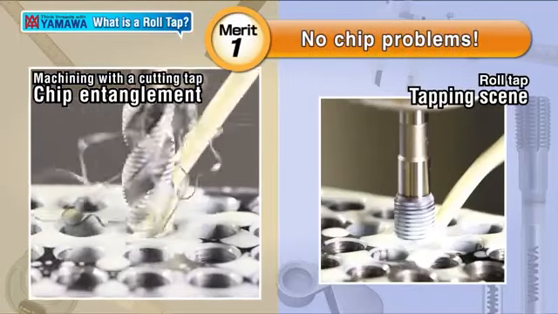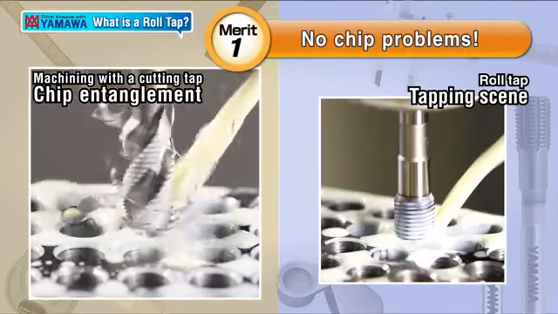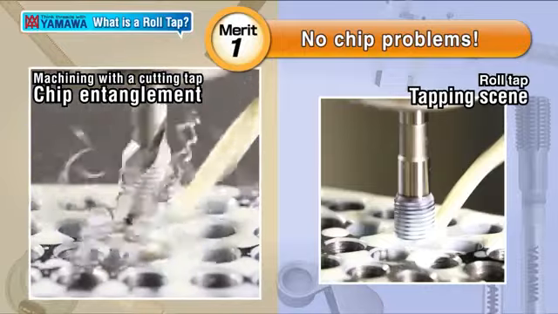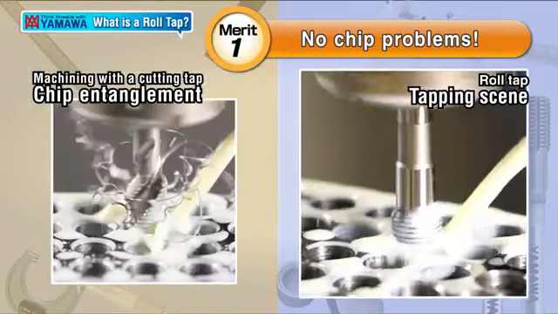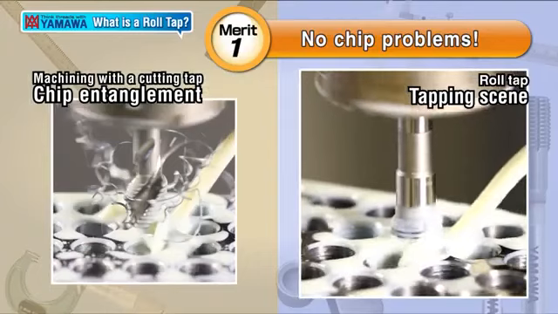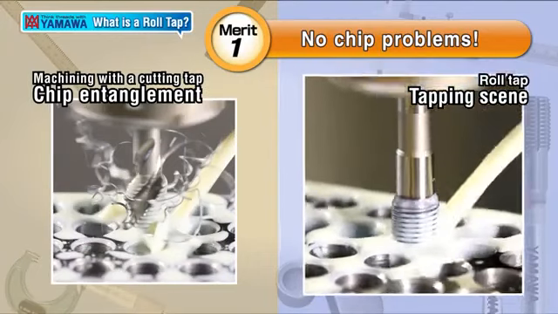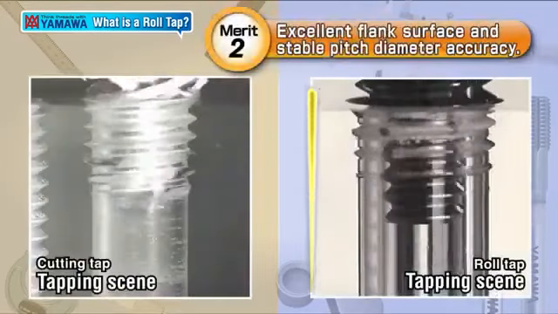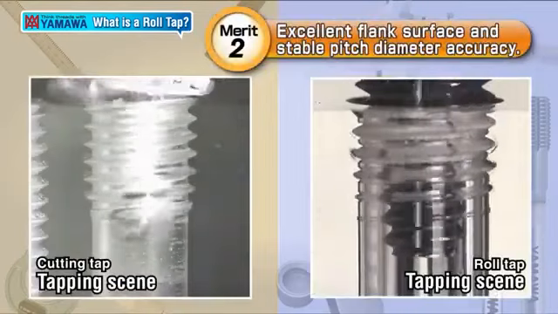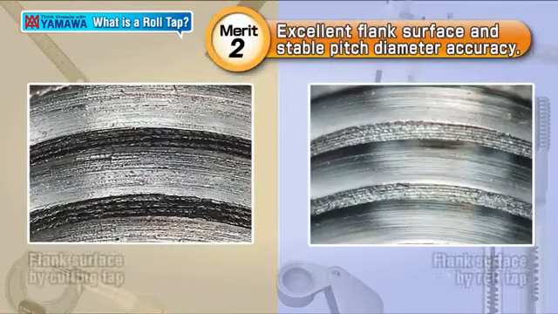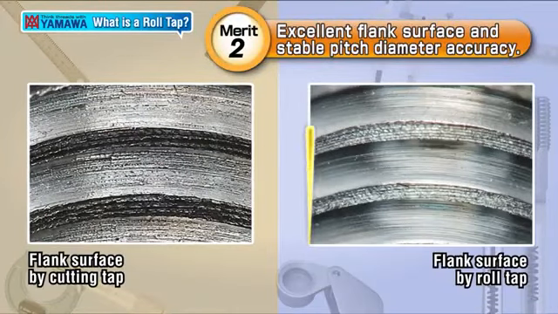Cutting taps cut internal threads while generating chips. As a result, chip problems often happen. On the other hand, roll taps can produce internal threads without producing chips, so there is no problem caused by chips. Roll taps create internal threads by displacing and forming work materials to the form of the threads on the tap. This results in an excellent surface finish of the internal thread flank along with a high-pitch diameter accuracy.